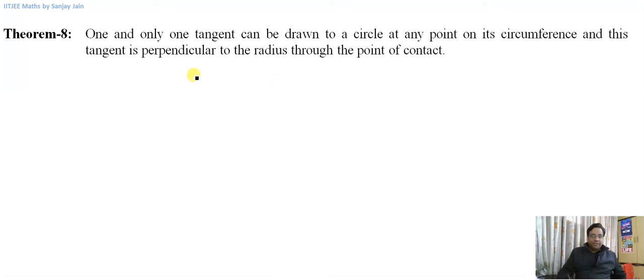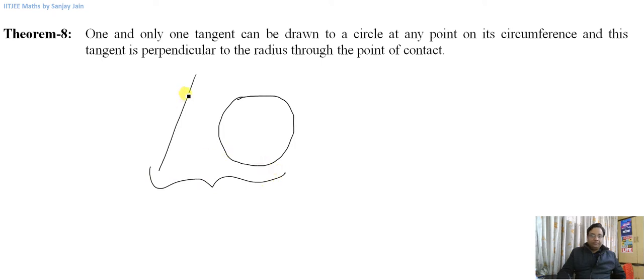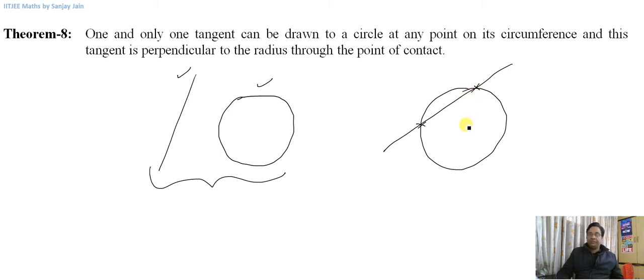Let us think about a line and a circle, right? In this particular diagram, there is a line and a circle, and these are not intersecting. Now, a line can intersect a circle at maximum 2 points. Let us say this is the center, and this is a line which intersects the circle at two different points. Then this is known as secant for this circle.